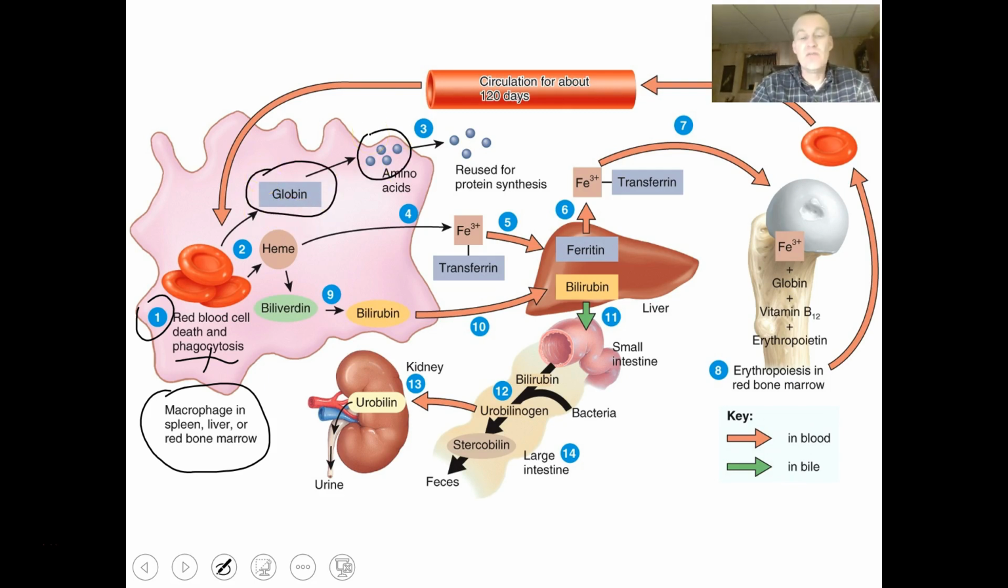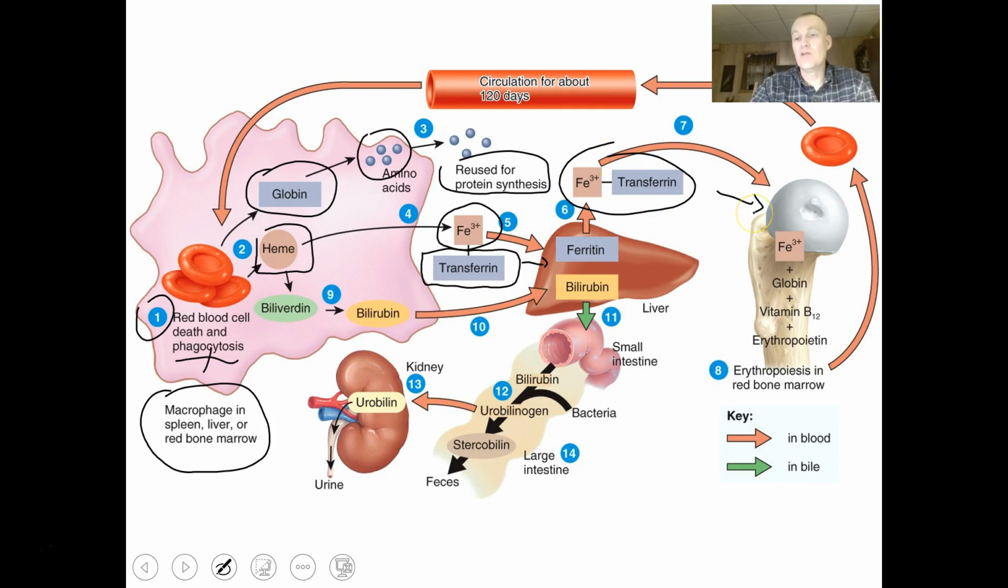So the globin portion of hemoglobin is digested into amino acids, and that can be used for more protein synthesis, so you can make new proteins. The heme portion being much more problematic, the iron of the heme is going to be stripped off, and it's going to be transported by a protein called transferrin. That transferrin will take some of the iron to the liver to be stored. Some of the iron will be taken to the red bone marrow to be made back into hemoglobin for new red blood cells.